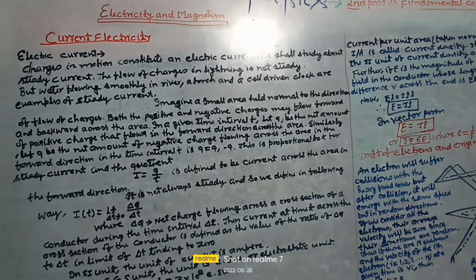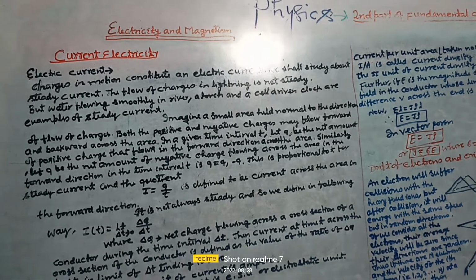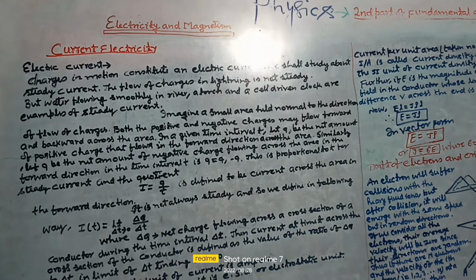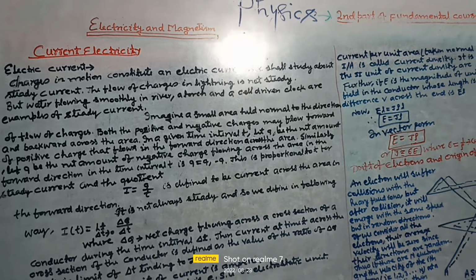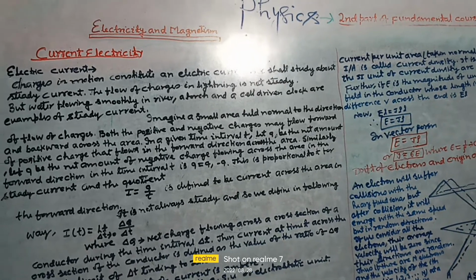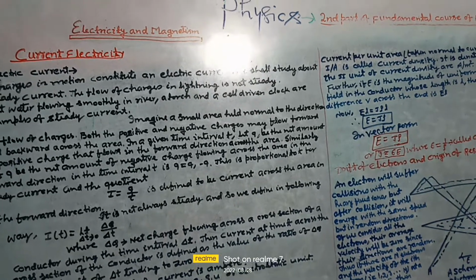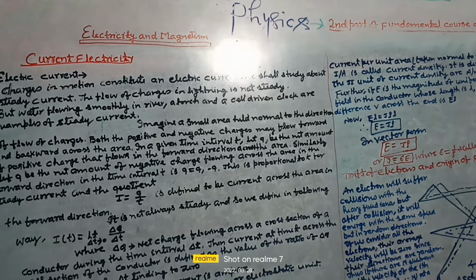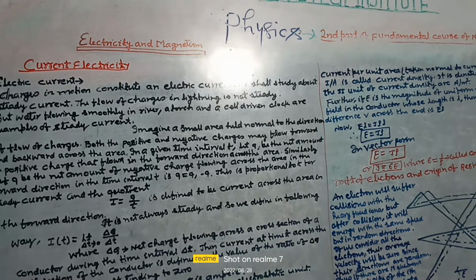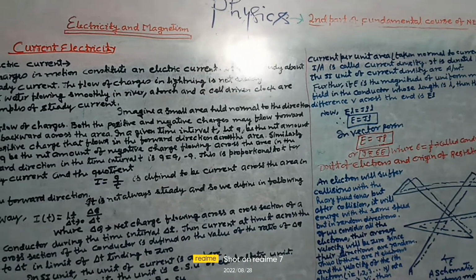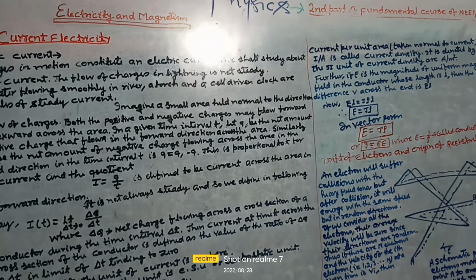Imagine a small area held normal to the direction of flow of charges. Both positive and negative charges may flow forward and backward across the area in a given time interval t. Let q be the net amount of positive charge that flows in the forward direction across the area. Similarly, let q be the net amount of negative charge flowing across the area in the forward direction in the time interval t. Q equals q or minus q.